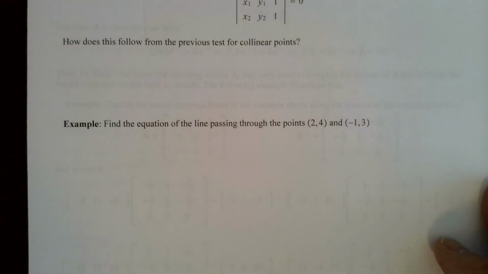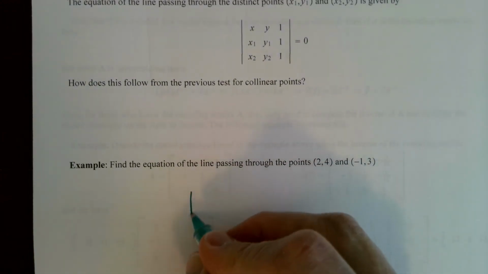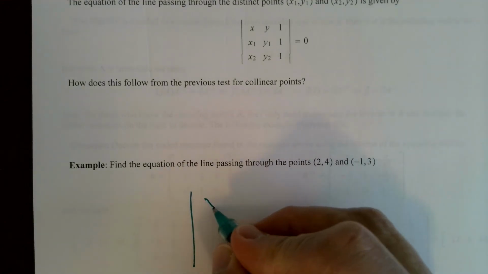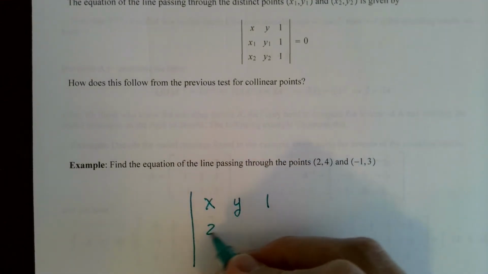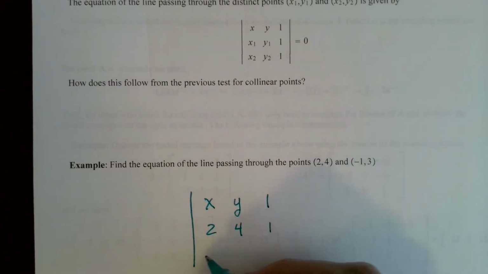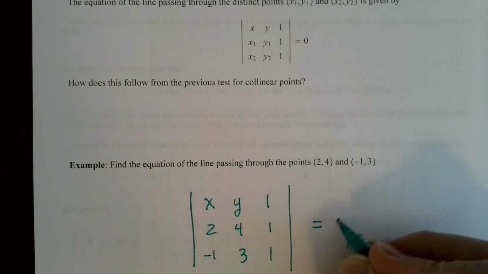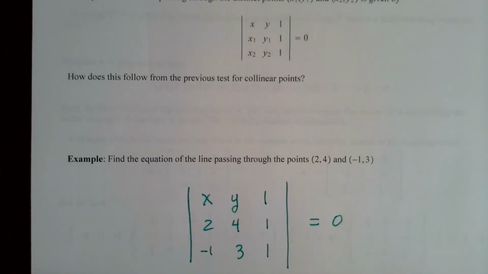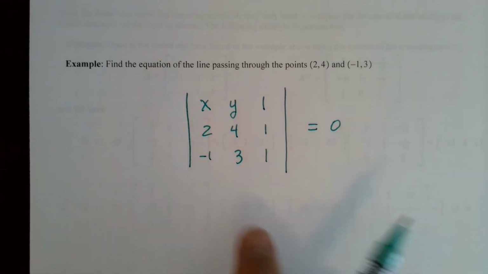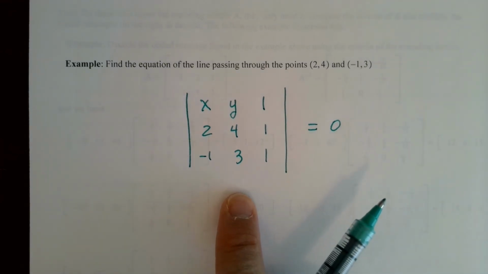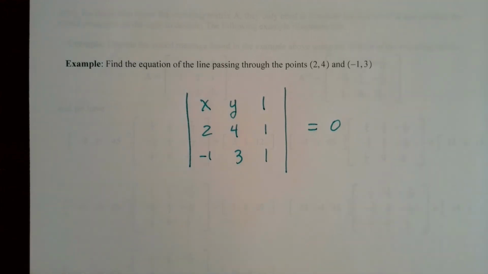Find the equation of a line passing through these points. Well, the equation would be x, y, 1, and then 2, 4, 1, and then negative 1, 3, 1. That determinant equals 0. Well, there's your answer. I mean, that's the equation, but obviously if you're doing an algebra class, they're not going to want that answer, right? They're going to say, what is it? y equals mx plus b. What is that? Well, we can now do it.